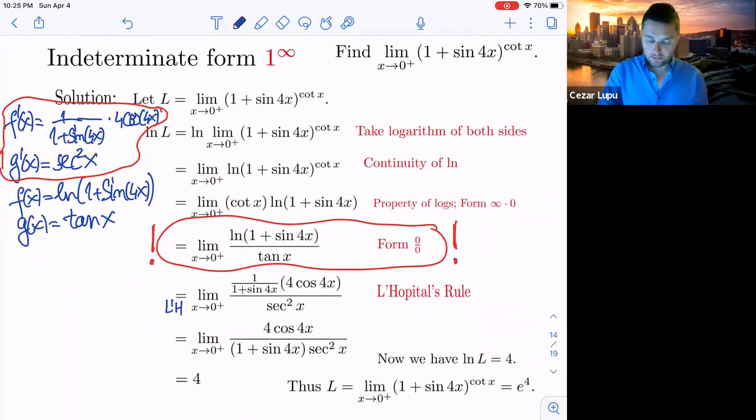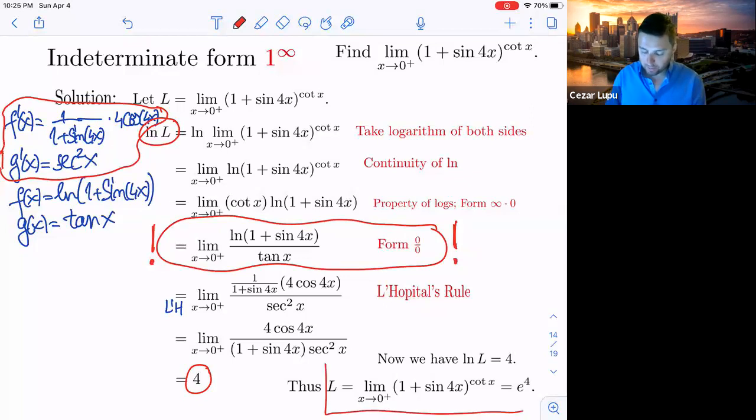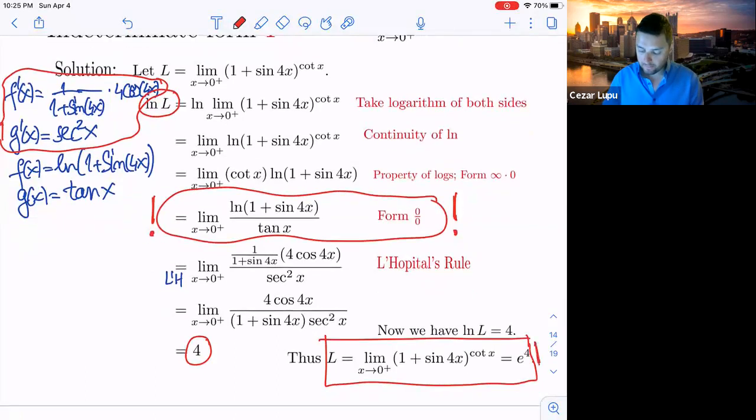But let's not get ahead of ourselves. This is not the final result. Keep in mind that we started with ln of L, and we ended up with 4. So this means that ln of L is 4, so L will be e to the power 4. In other words, this limit right here is e to the 4th. That's the final result.